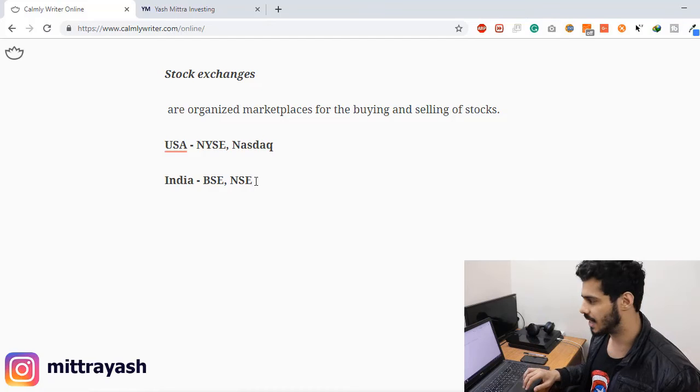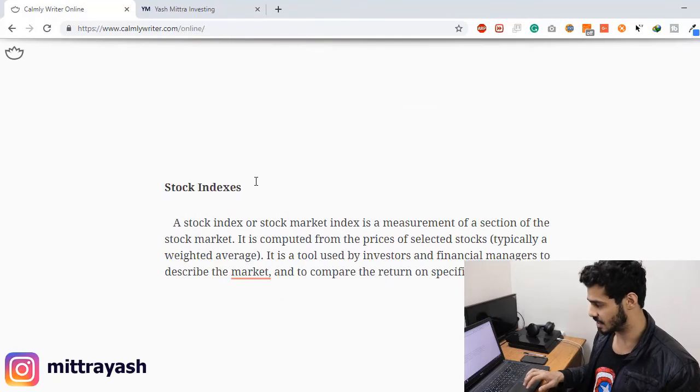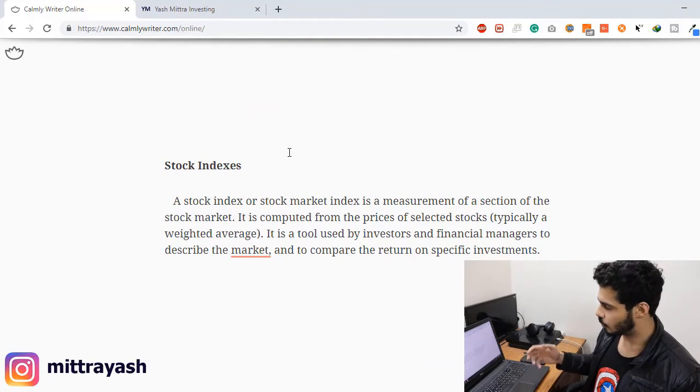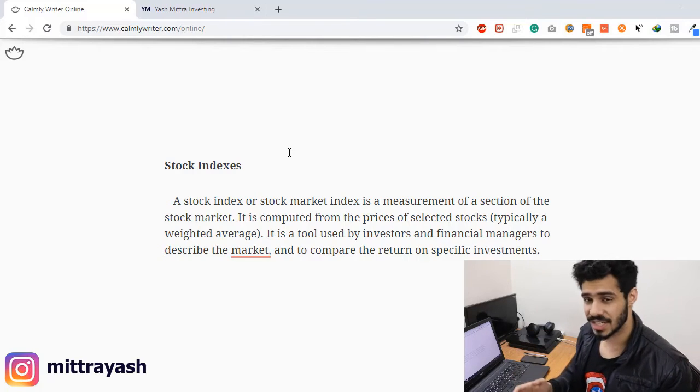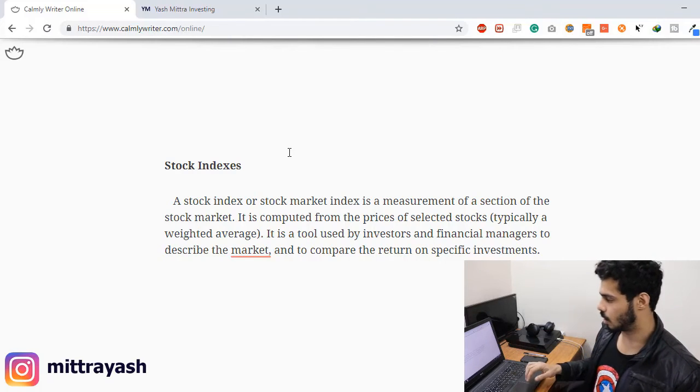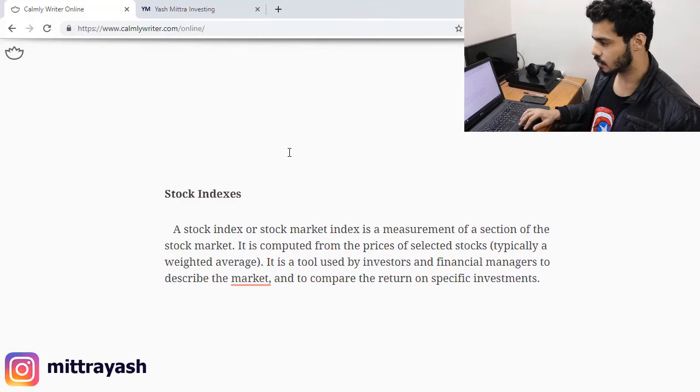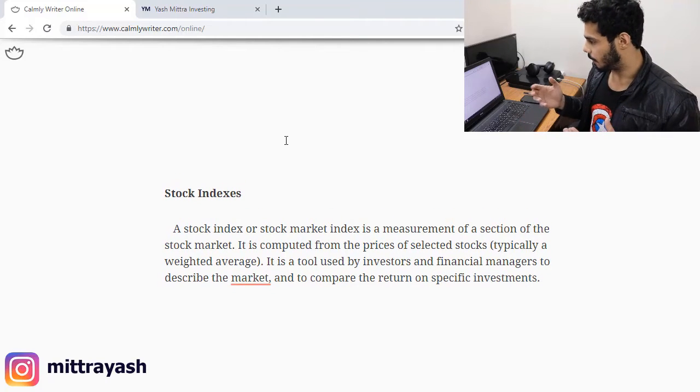And now let's get into the concept of stock indices. All right, now what does it say over here? A stock index or a stock market index is a measurement of a section of the stock market. Now notice the words section of the stock market. All right, so you can have different kinds of stock indices.